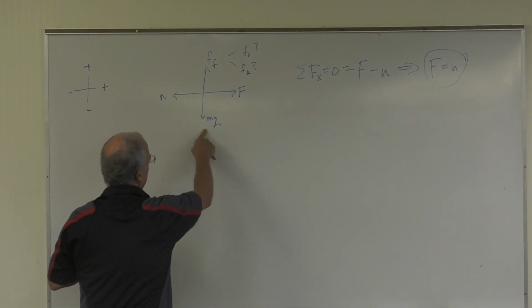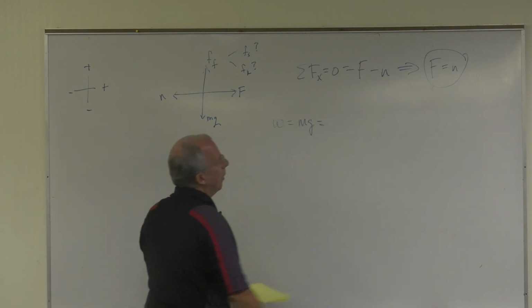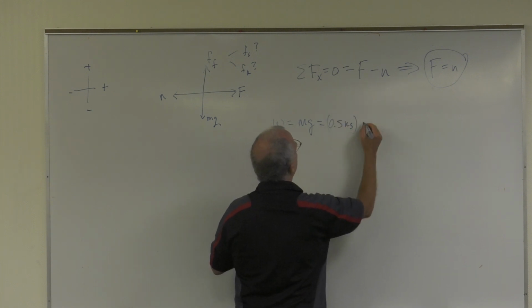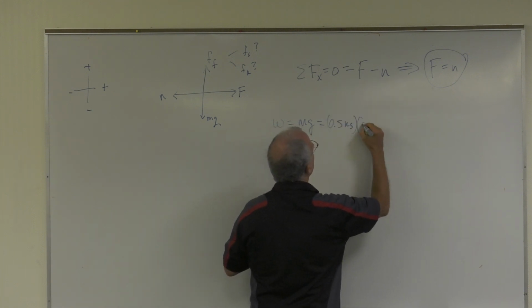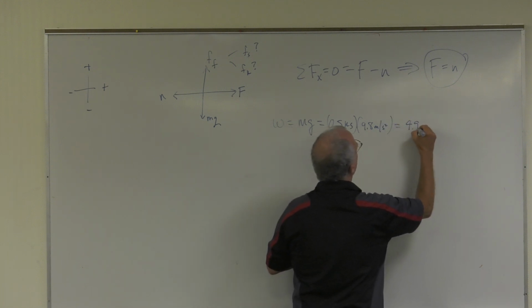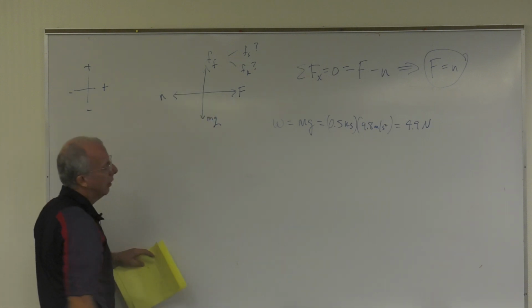And of course, the weight. Okay, so the weight is mg, which is a half a kilogram times 9.8 meters per second squared. So it's 4.9 newtons. All right, so that's the weight. So the Earth is pulling down 4.9 newtons.